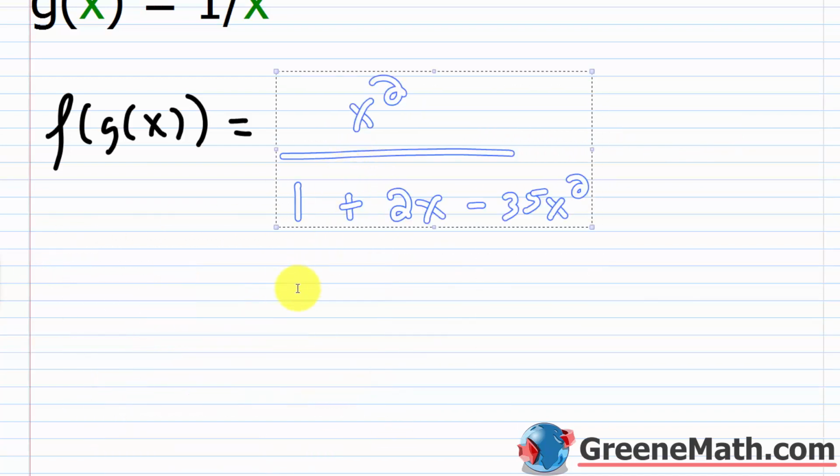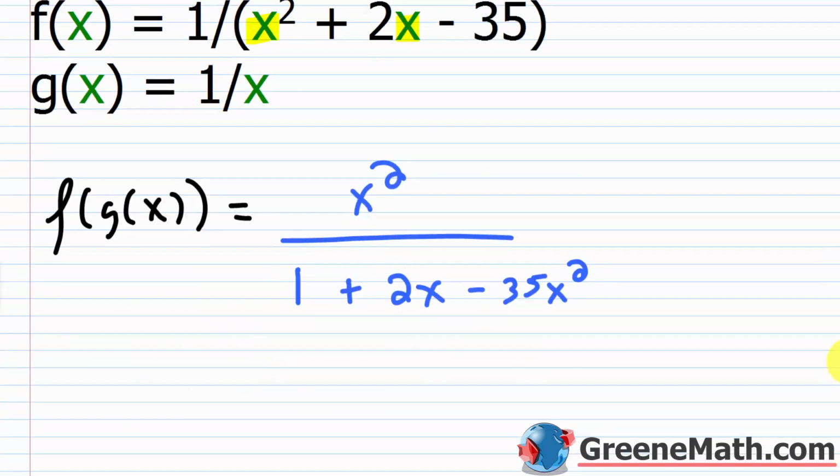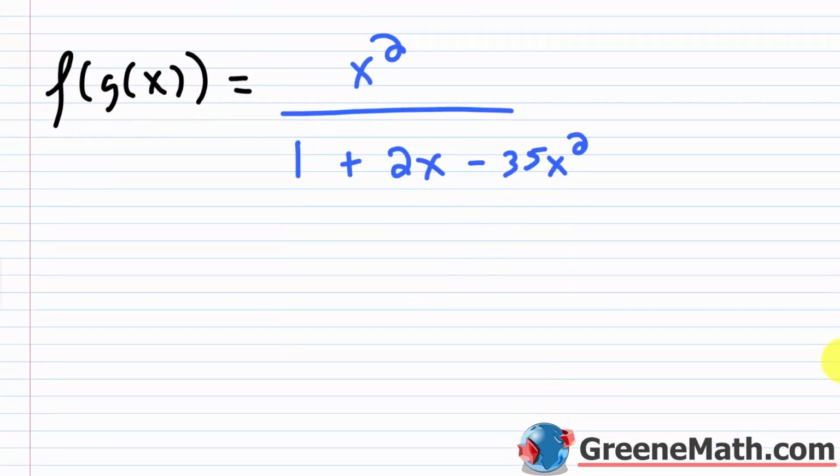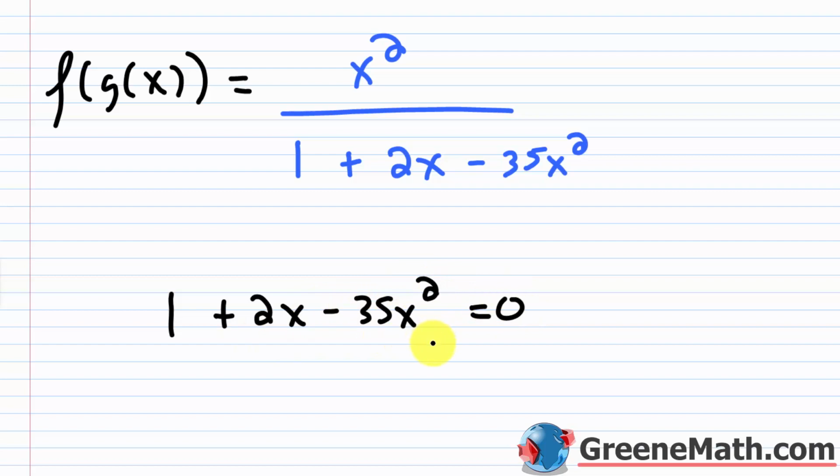Now, you can think about the domain, again, in a few different ways. You can first look at g of x. We know that it's 1 over x, so obviously x can't be 0. And then you can look at this composite function here, and you can say, okay, well, 1 plus 2x minus 35x squared, that can't be 0 because that's in the denominator. Okay, so you can do that as well. So let's do it that way. Let's say that 1 plus 2x minus 35x squared, where is that equal to 0? We're going to restrict those values.